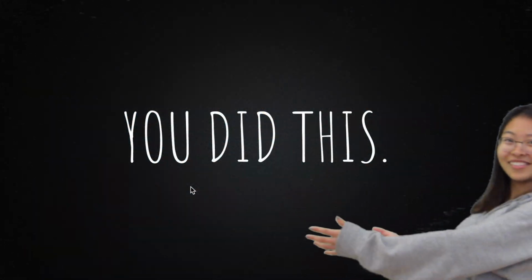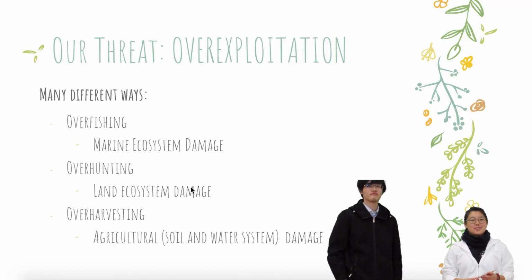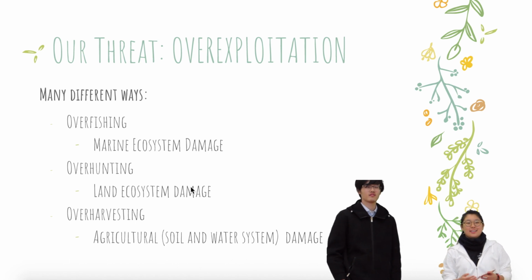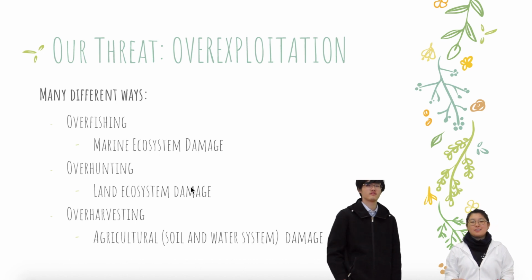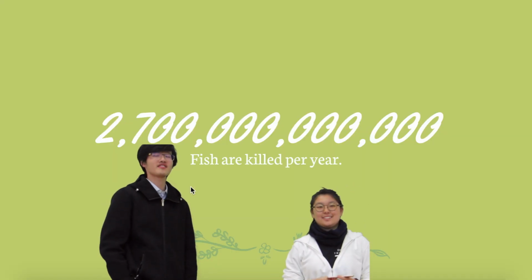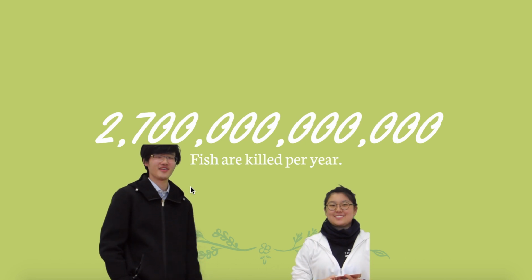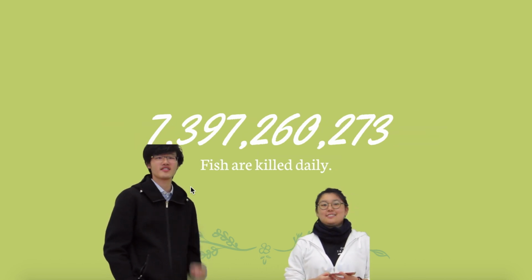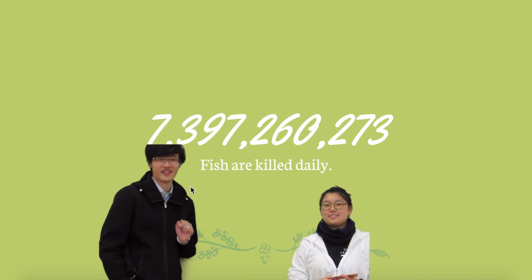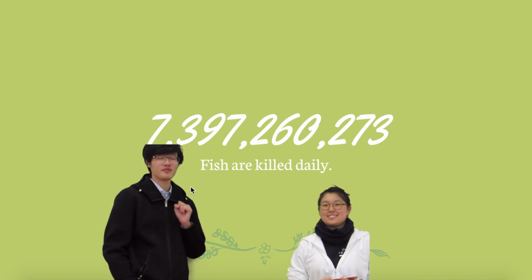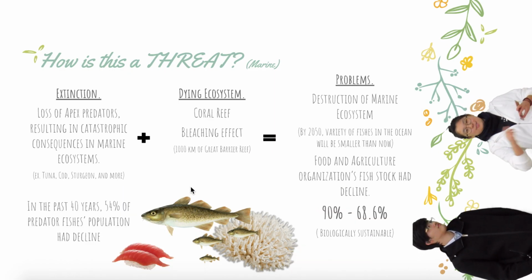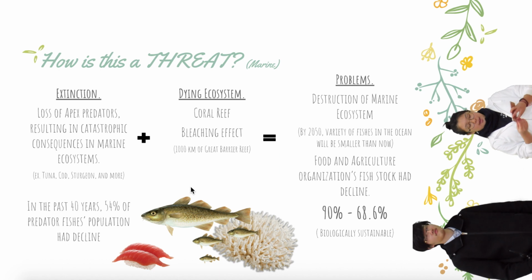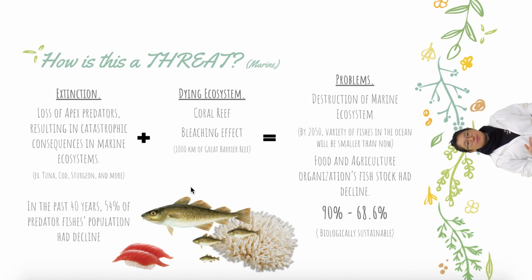You did this. So one of the threats that we chose for global biodiversity is overexploitation, which is overfishing, overhunting, and overharvesting. Every year, 2,700 billion fish are being killed. And with that, it's every day around 7,397,260,273 fish being killed. So, how is this a threat? First, we have extinction. Loss of apex predators results in catastrophic consequences in marine ecosystems.